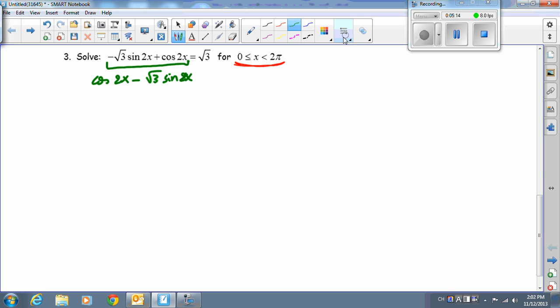So from here, I can identify that a is equal to 1, b is equal to negative square root of 3, and c is equal to the square root of 3 plus 1, which is, let me write it, square root of 1 plus 3, which is 2. Let's go ahead with the cosine of d is equal to 1 over 2, while the sine of d is equal to negative square root of 3 over 2.